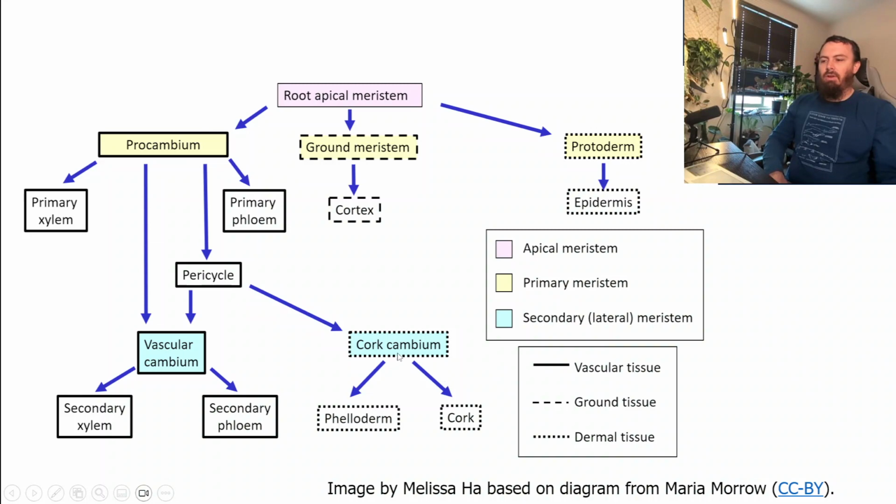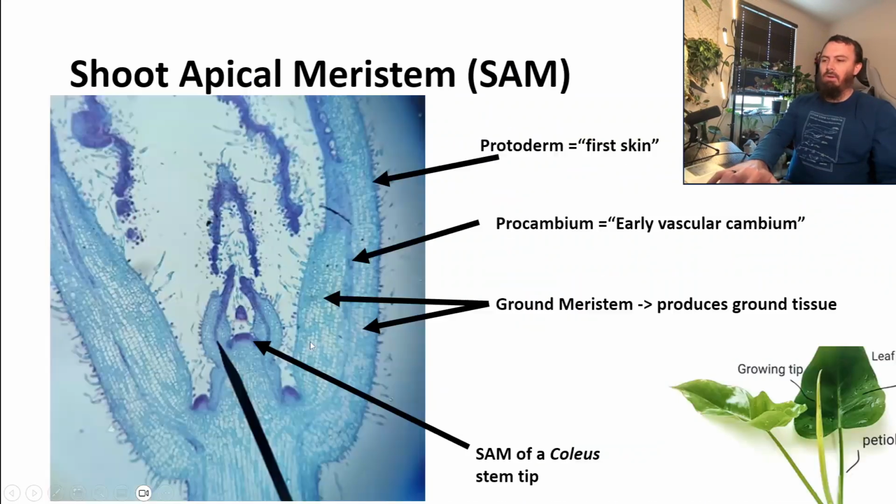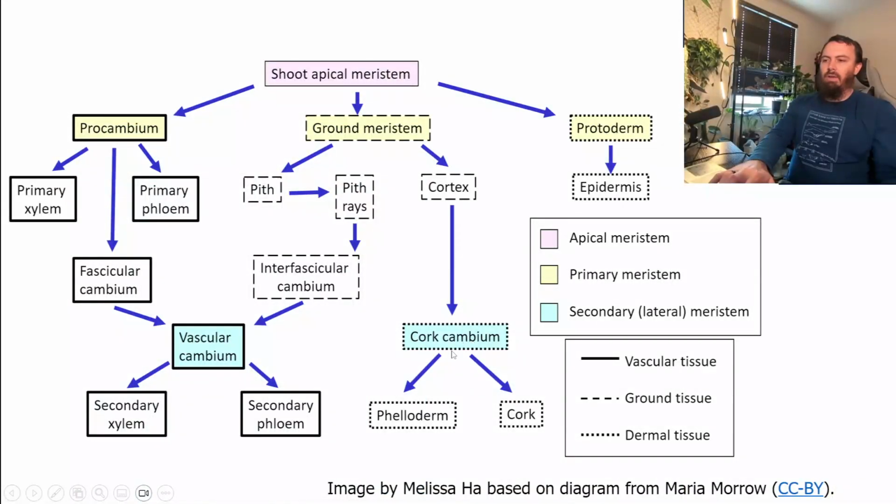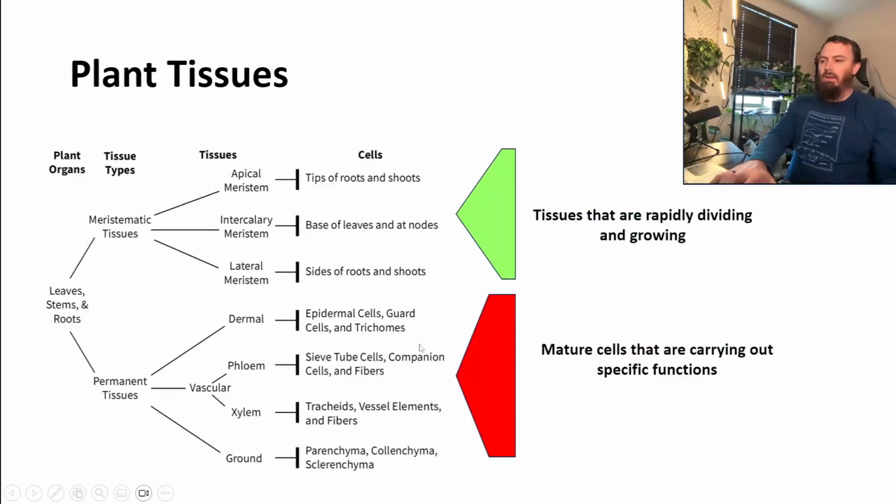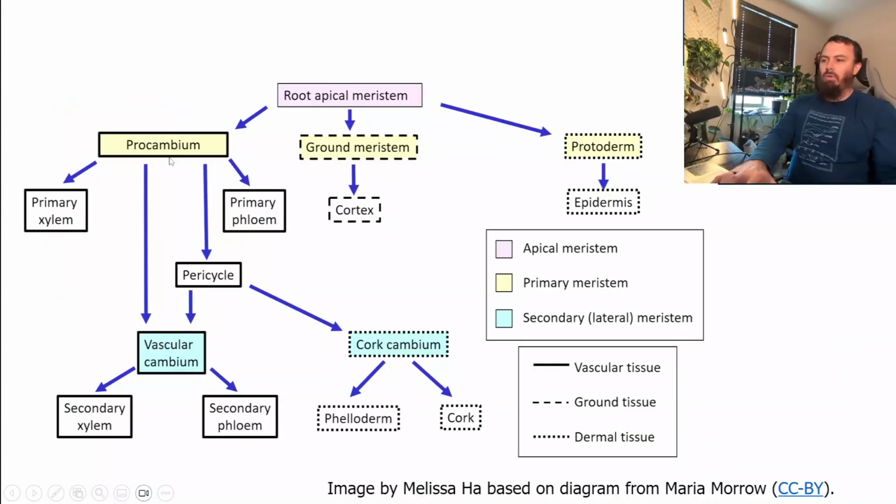So the cork cambium here differentiates a little bit. So if we go back here, the cork cambium came from ground meristem tissue, dividing from the cortex. Oops, wrong way. And if we go over here, it develops from procambium, the pericycle, into the cork cambium. So rather than the ground meristem, it's coming from procambium. So just different developmental pathways.